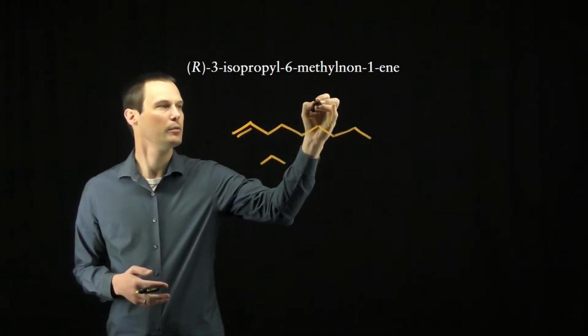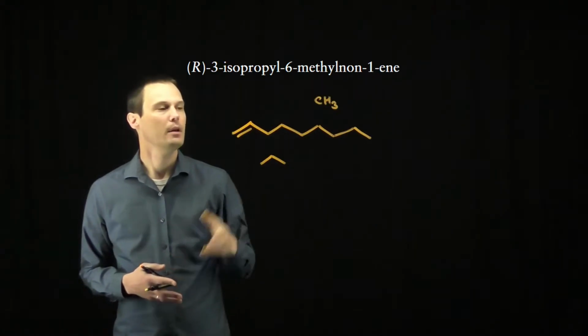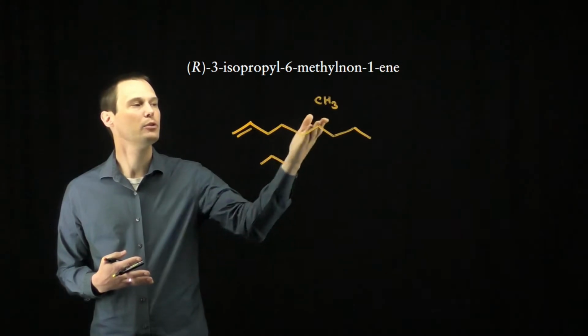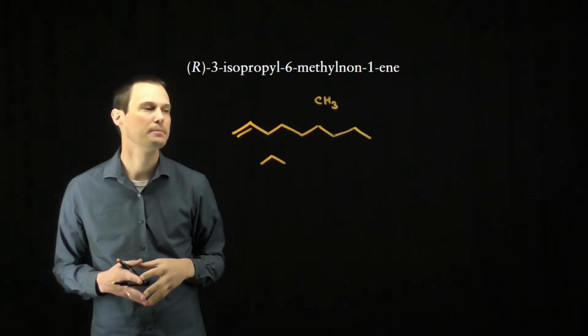So on carbon number 6, I'll add the place for the methyl group, but I'm not going to add the bond. These carbons, carbon 3 and carbon 6, will be stereocenters in the final product, so we need to include the correct wedge dash notation in order to make them both our stereocenters.